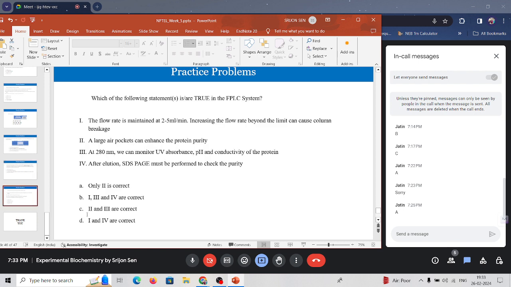Okay. And the last question for the day. Which of the following statements is true for fast protein liquid chromatography, or FPLC? The flow rate is maintained at 2 to 5 ml per minute. Increasing the flow rate beyond the limit can cause column breakage. Large air pockets can enhance the protein purity. At 280 nanometer, we can monitor UV absorbance, pH, and conductivity of the protein. And after elution, SDS-PAGE must be performed to check the purity. So, which of the following options do you feel is correct?